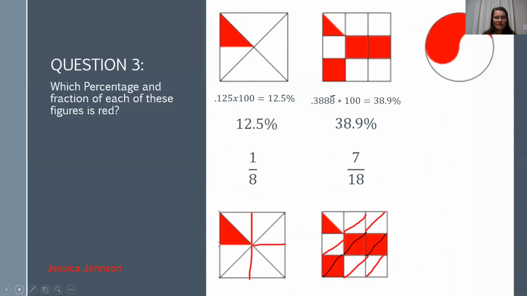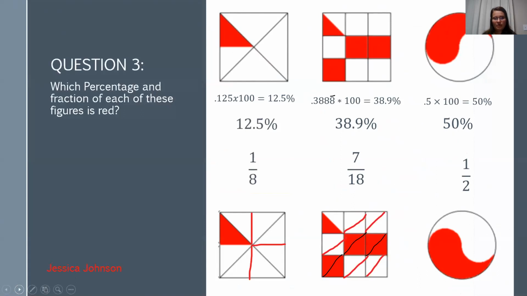The circle is 50%, giving us a fraction of 1/2. I decided to move the red portion to the bottom half of the circle, and I can see that it is equally divided in half. When you divide 1/2, you get 0.5, times it by 100, and you get 50%.